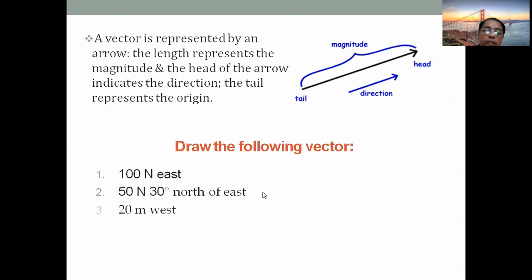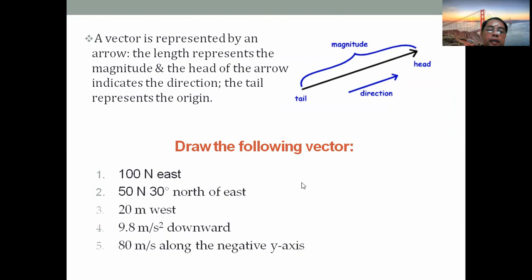So we can also draw displacement. Number 3 is a displacement. Number 4 is acceleration. It always has a direction. And 80 meters velocity going south. So the negative y-axis is also a way of telling us its direction, that it is going downward or south. So our vectors again are indicated by an arrow. The length of the arrow tells us the magnitude.